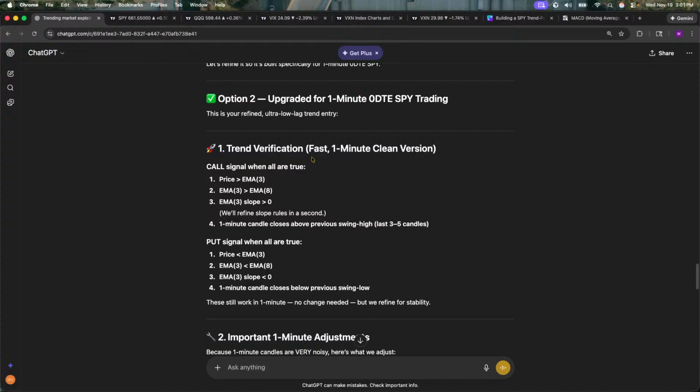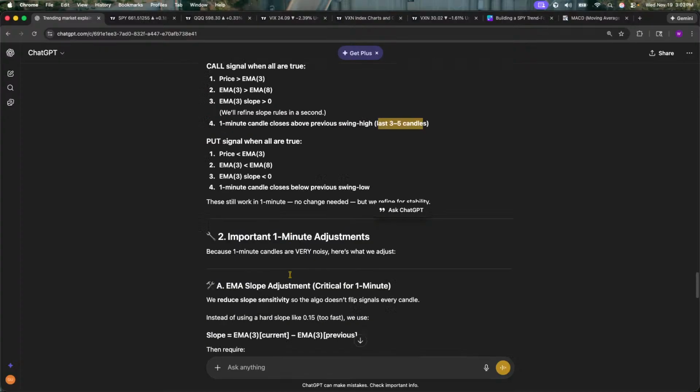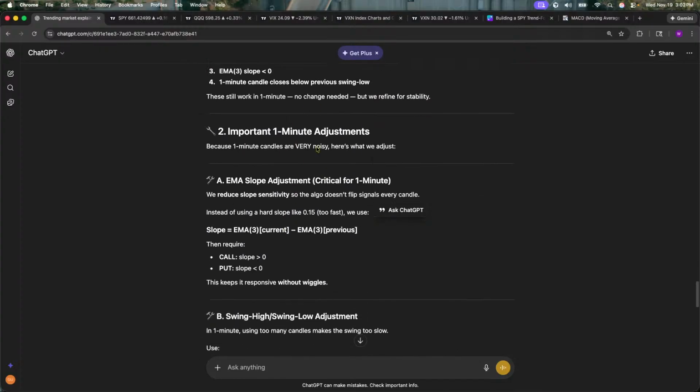So, trend verification, fast for 1 minute and clean. The price is greater than the EMA 3, the EMA 3 is greater than EMA 8, and the EMA 3 slope is greater than 0. We'll define the slope in the rules in a second. The 1 minute candle closes above the previous swing, the last 3 to 5 candles, and the put is the inverse. Important 1 minute assumption: because 1 minute candles are very noisy, here's what we need to adjust.